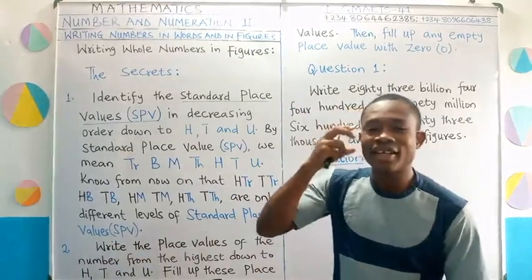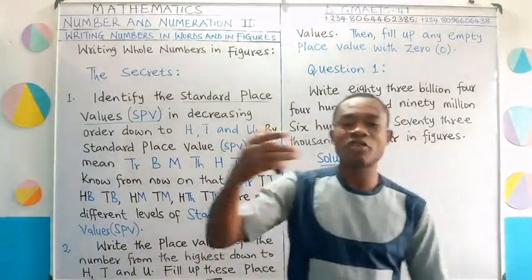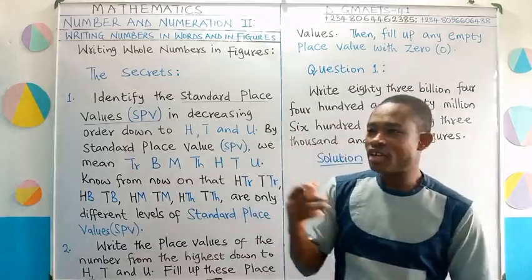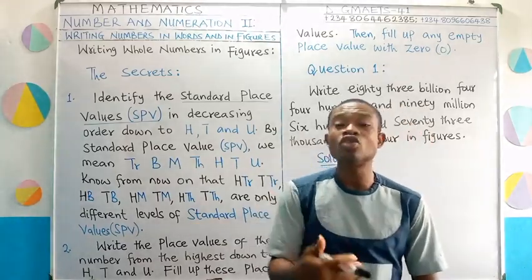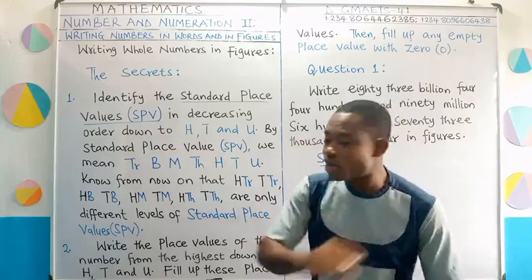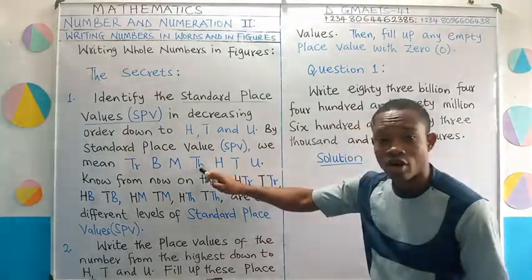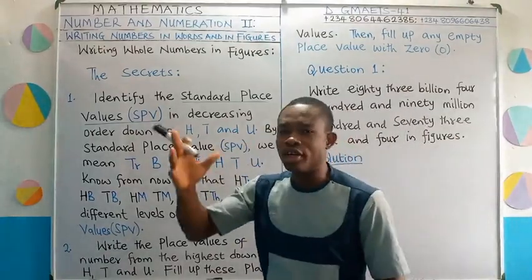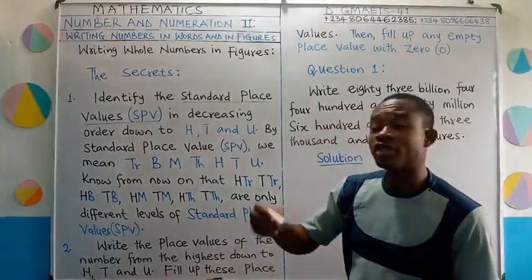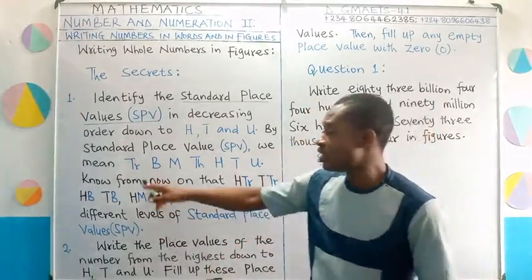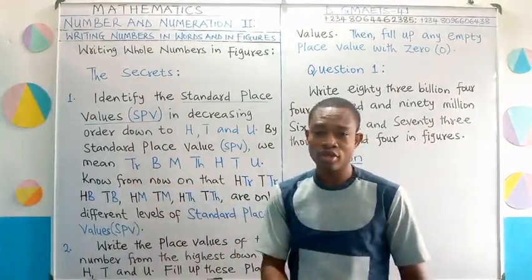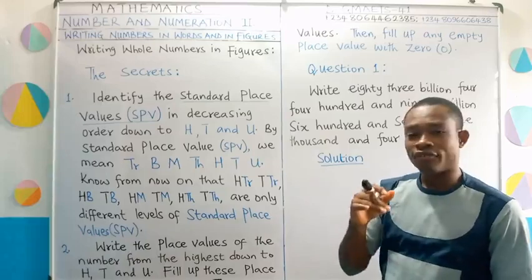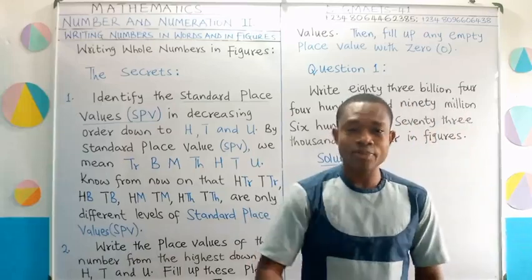Once you hear something like 10 million, tens of millions, you know you're already operating in the million level. If you hear something like hundreds of thousands, 100,000, you know that you're already operating in the standard place value called thousand. If you hear 10 trillion, it simply means you're already operating in the standard place value of trillion. So I hope you now take note of what I mean by standard place value.